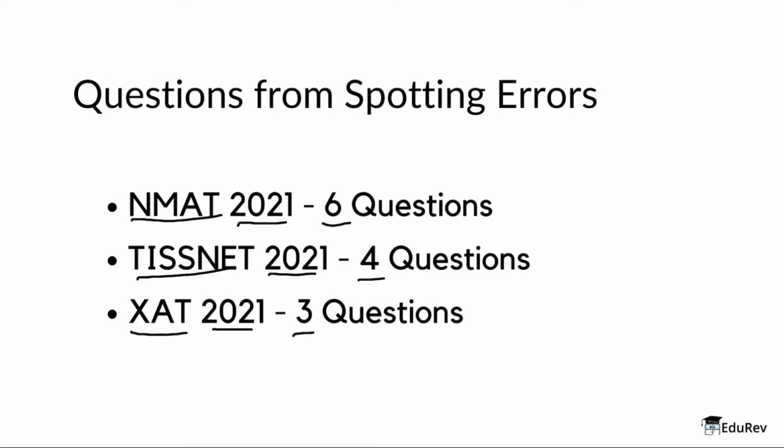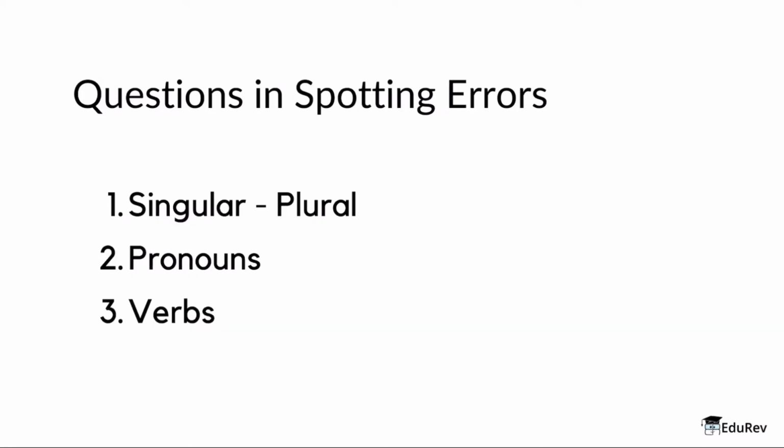And now that we have understood why we need to study this topic, let's dive deep into it. Now the questions in spotting errors are going to come from 3 types. It could be singular and plural, pronoun problems, or verbs. To be very honest, spotting errors include all the grammatical problems that you can encounter. But these are some of the major ones that you can find in exams. Now let's look at each one of them separately to understand what type of questions we actually encounter.